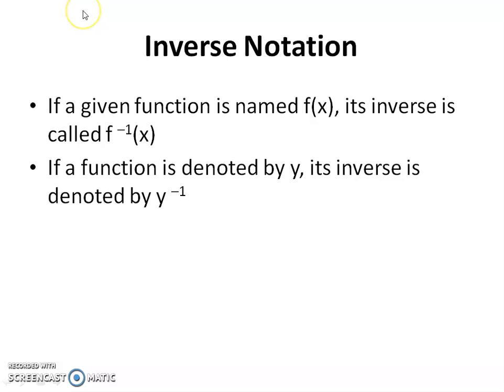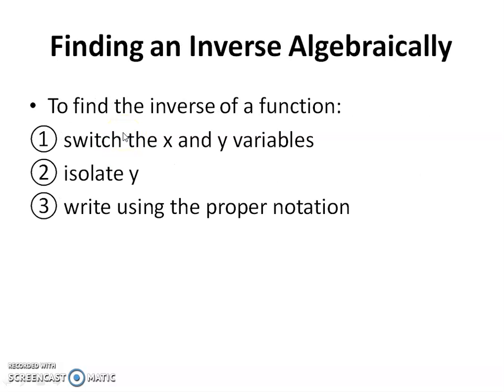In terms of the notation of an inverse, if the original function was named f of x, which frequently they are, its inverse is called f exponent -1 of x. It's called f to the -1 of x, or the inverse of f of x. And if the original was called y, its inverse would be called y to the exponent -1. Not all functions are called f of x. Some are called g of x, h of x, k of x, basically any letter. And for consistency, the same letter is used when you name its inverse, but with an exponent -1.